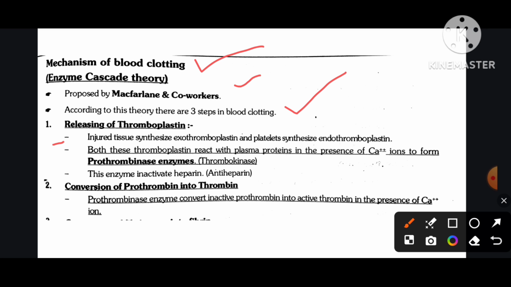This enzyme inactivates heparin, acting as antiheparin. Second, conversion of prothrombin into thrombin. The prothrombinase enzyme converts inactive prothrombin into active thrombin in the presence of calcium ions.